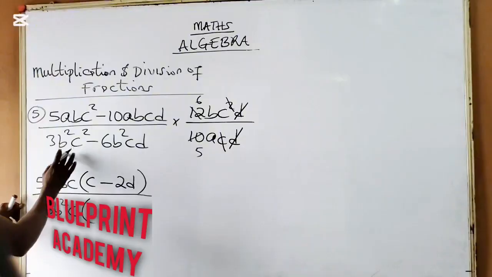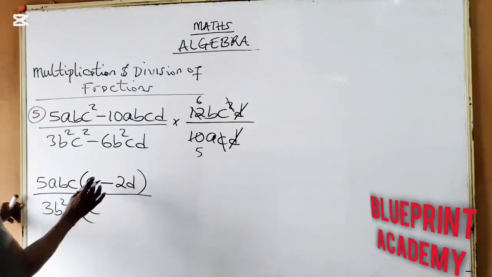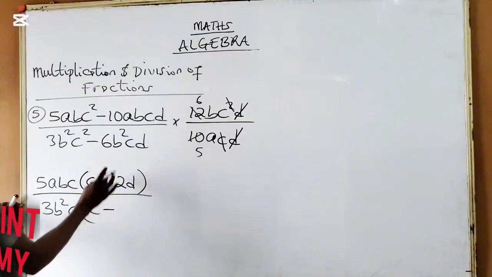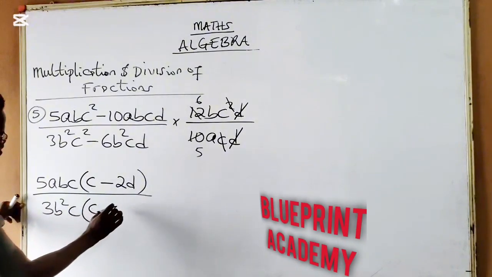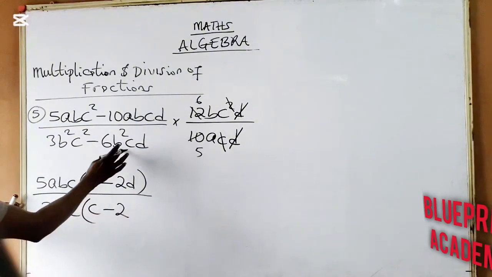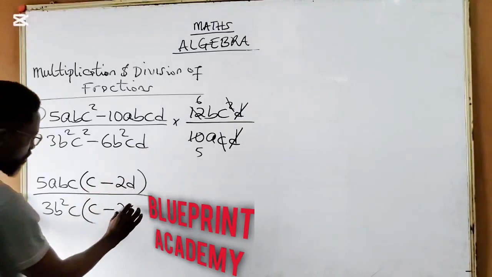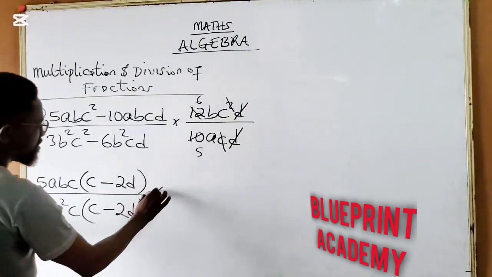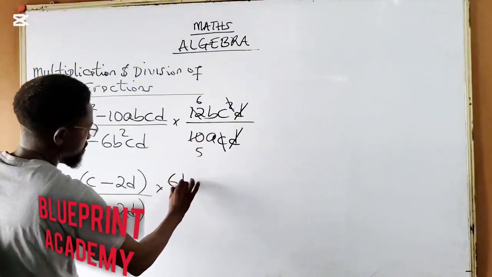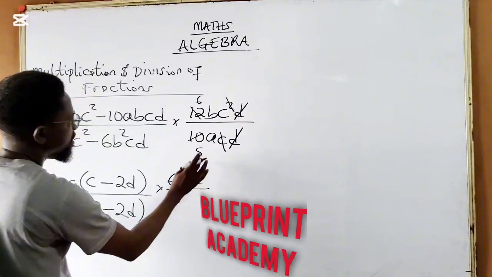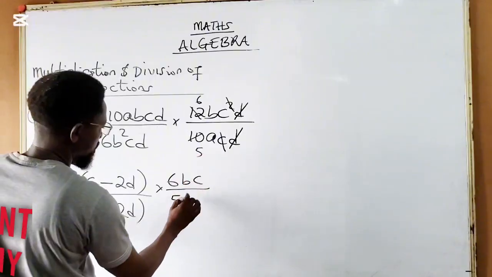So 3 cancels. B square cancels. Then C square divided by C, that will give us what? C. Then we have minus 6 divided by 3. That will give us what? 2. Then b square, we cancel the b square. C, we cancel the C. Then you are left with what? D. So times. Then up here we have 6. Then we have BC. All over. Then we have 5 here. Then we have what? A.